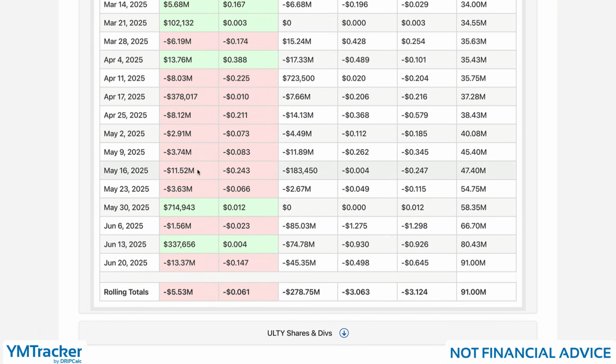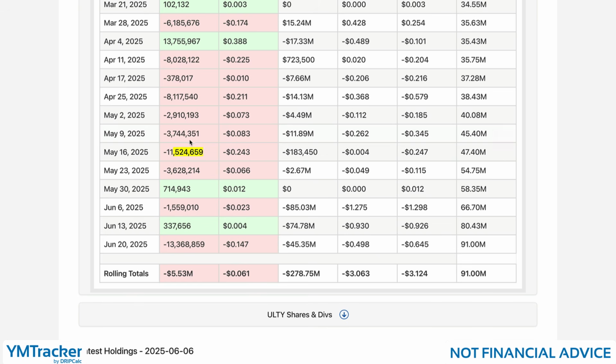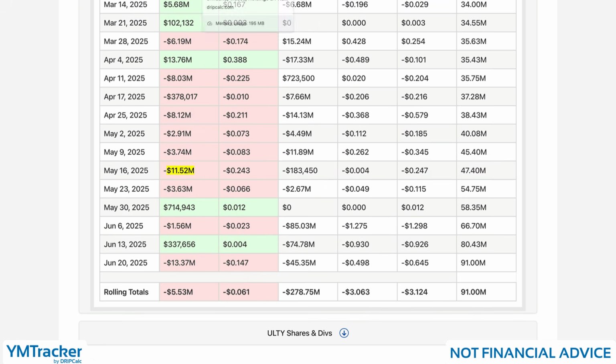So $11.52 million right here. And right here is the unformatted 11,524,659. So rounded up, that's 11.52. Okay, and that's how the system rounds it up right here.